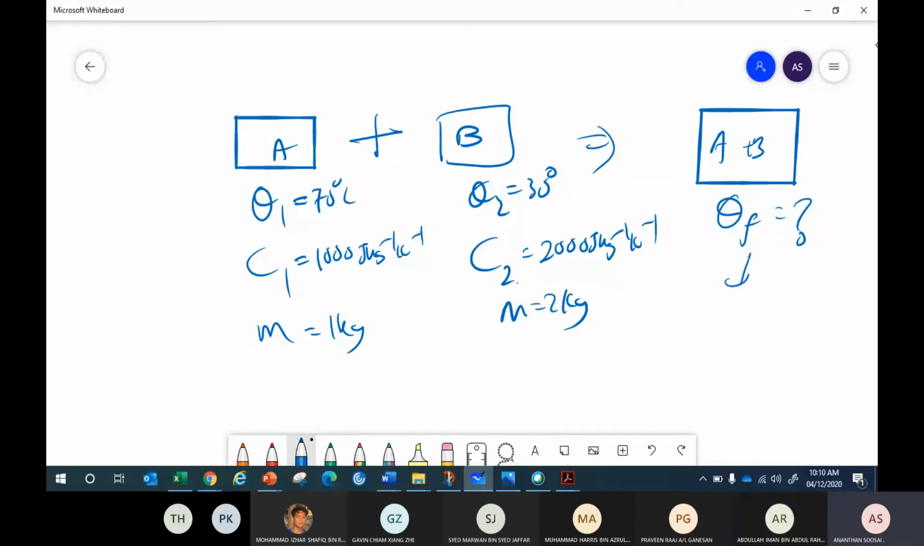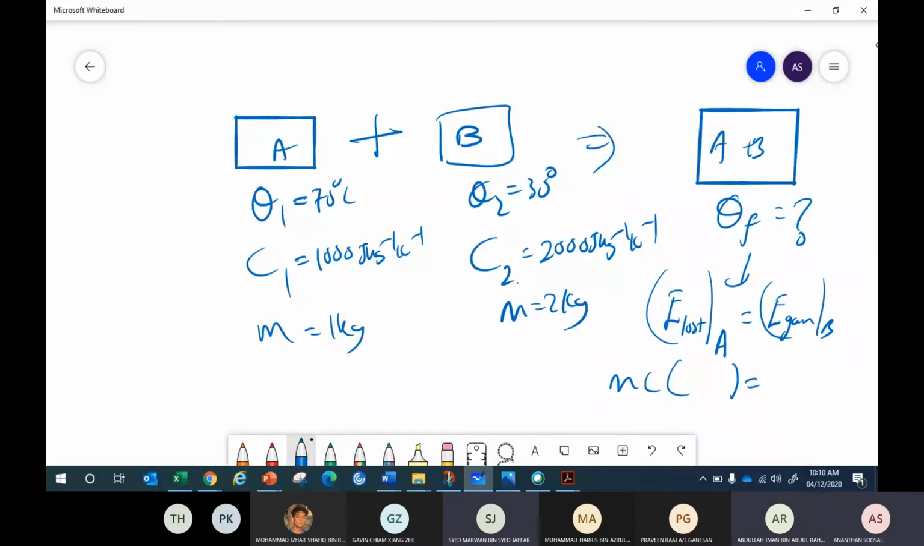So how do you calculate this? Who lost energy? A. So energy lost by A should equal energy gained by B. So always you write mcθ, the temperature change. Remember this is important: the one you put earlier is always the big temperature. For A, of course the temperature drops from 70 to the final temperature. So you write 70 minus final temperature. Always big minus small.